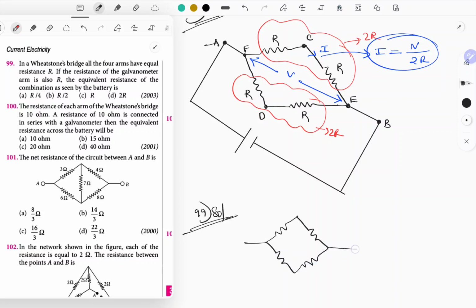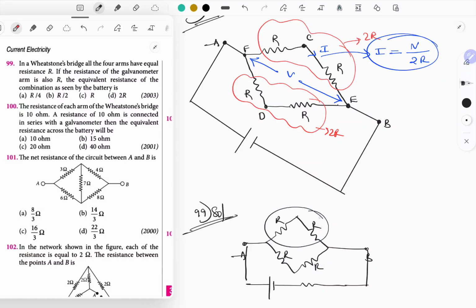Do I have to consider the galvanometer resistance? No need to consider. The only thing I need is the equivalent resistance seen by the battery. This is where the battery is connected, so it's going to be internal resistance and EMF. Equivalent resistance seen by the battery is what I have to find out. So this is R.